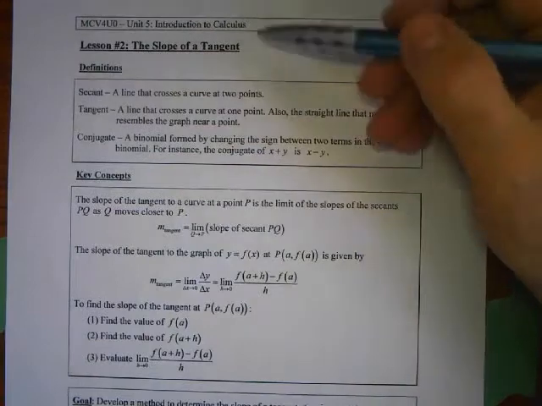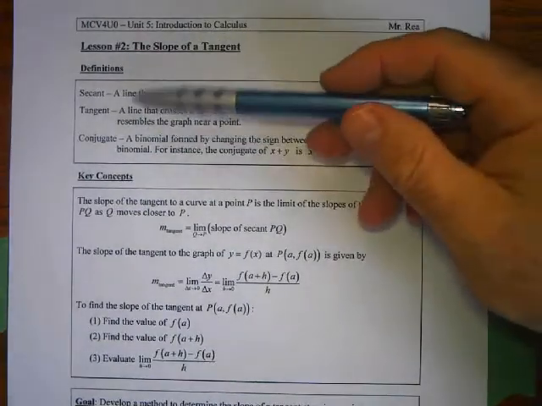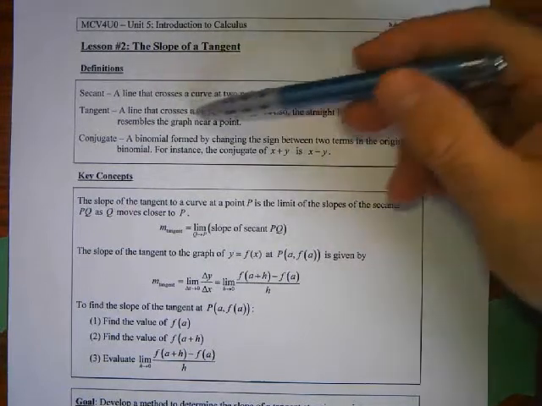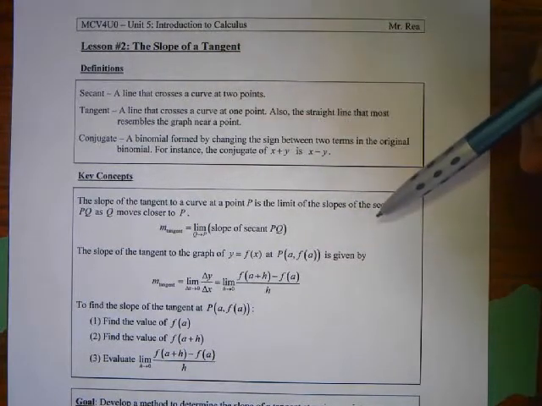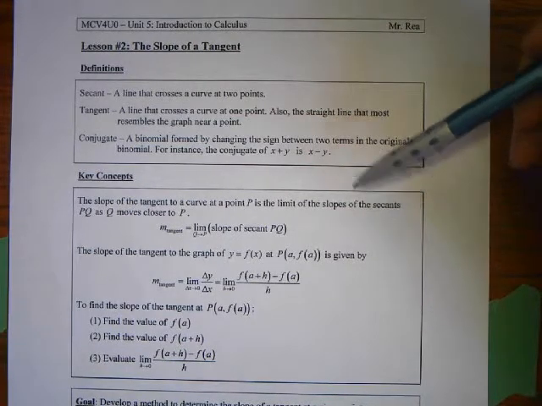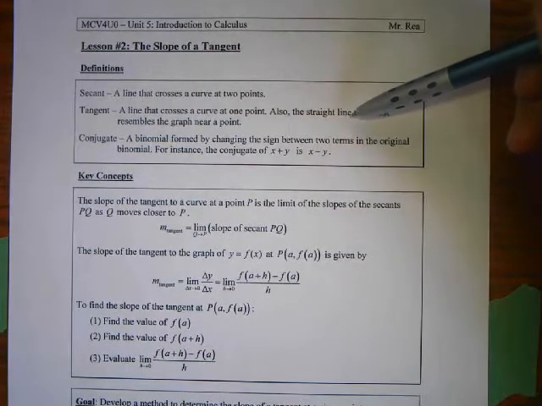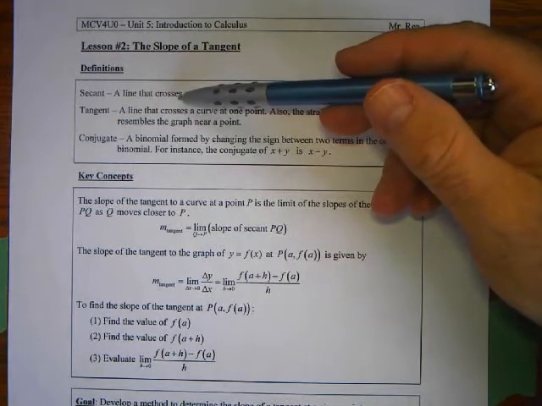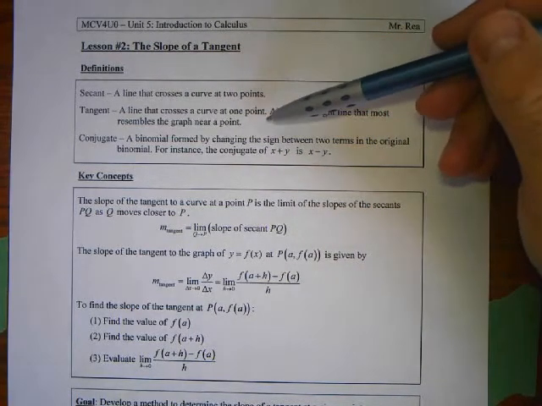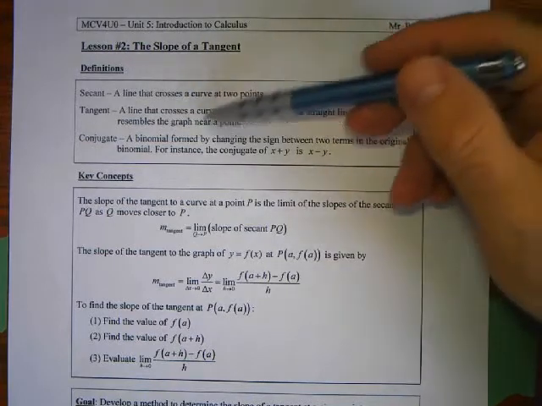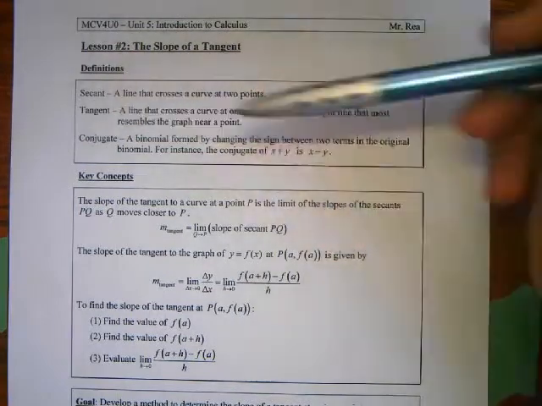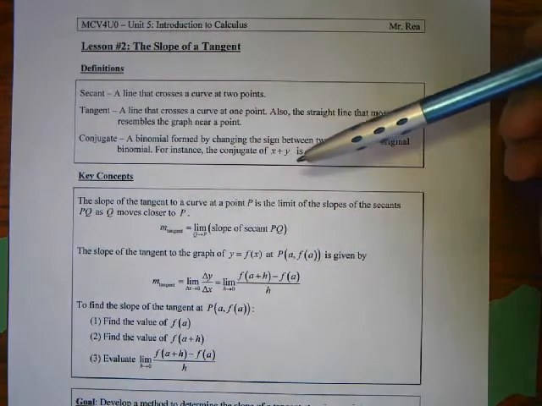Okay, so slope of a tangent, definitions should be familiar. Let's start with tangent. A tangent is a line that crosses the curve at one point. Also, if you drew a line, it's a straight line that most resembles the graph near a point. Now, a secant, hopefully you remember this. This is a line that crosses a curve at 2 points. So we'll be talking about both of these when we do this lesson. Make sure you understand secant crosses twice, tangent crosses once. Okay, now the conjugate, that we just did.